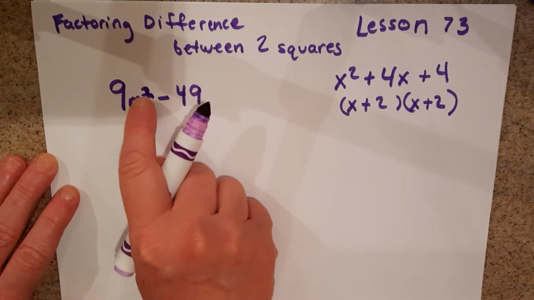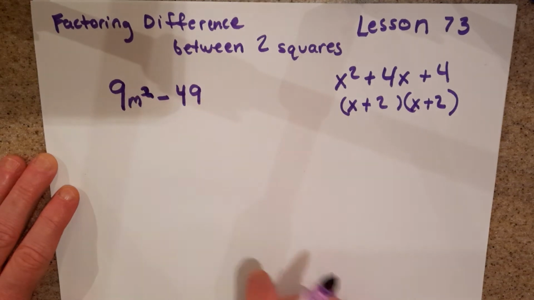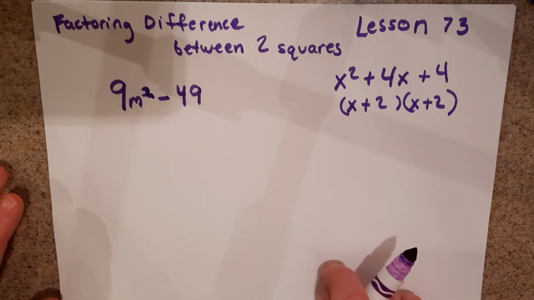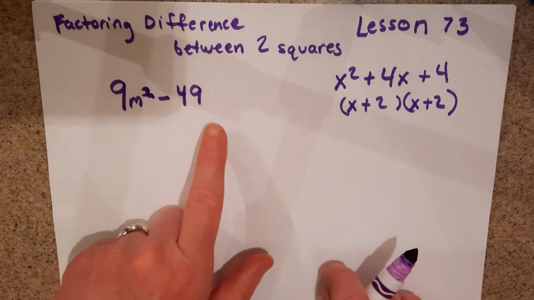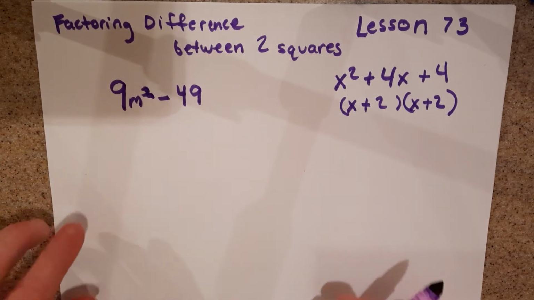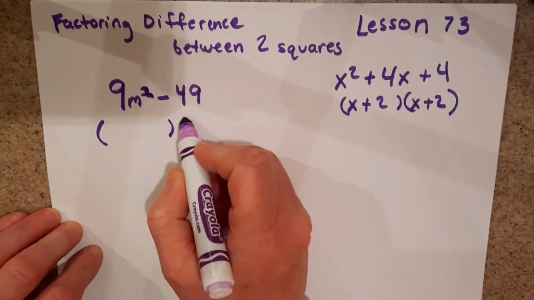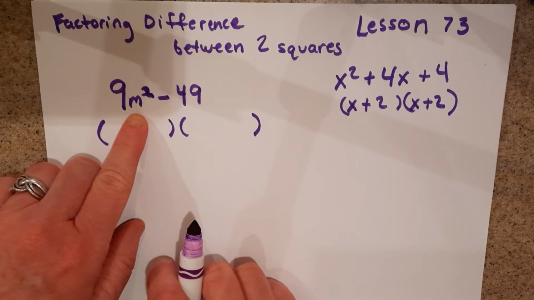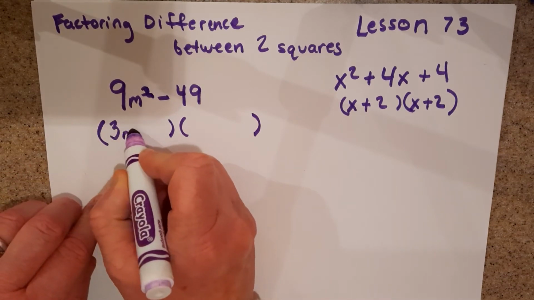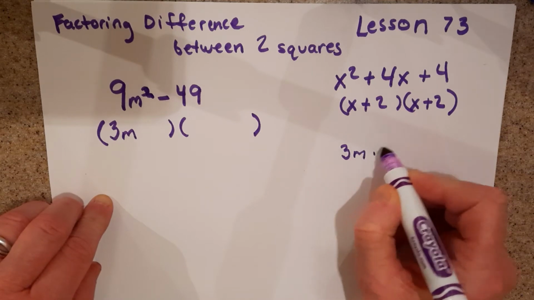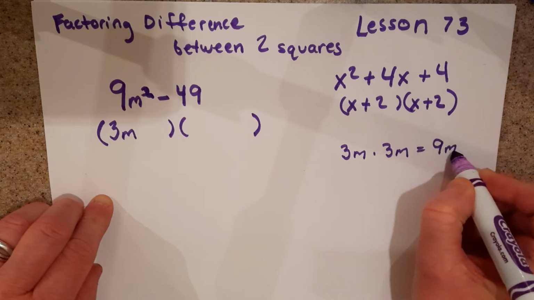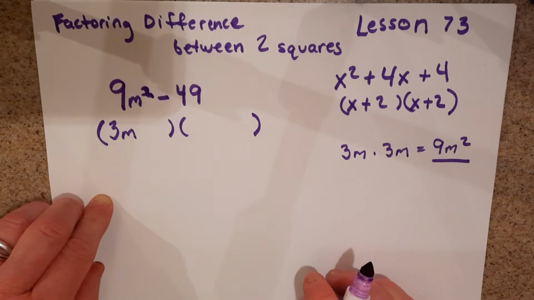Each of these terms, 9m squared and 49, are perfect squares. That means that a number when multiplied by itself will equal this, and the same with this term. So when we look at this, we do the same thing with our parentheses. We look for the square root of this term. The square root of 9m squared is 3m. So we're going to put that right here. It's 3m times 3m. 3m multiplied by itself equals 9m squared. That's what makes 9m squared a perfect square.